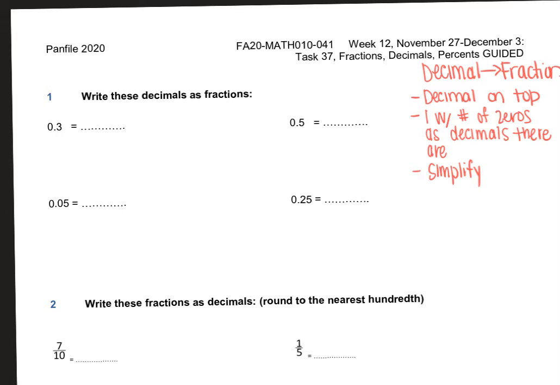I am going to write the 3 on top. I'm going to write a 10 on the bottom because I have one decimal place, 1 0. And then I simplify, which I can't for this one. So I am done. All right, 0.5, we put the 5 on top. We put a 10 on the bottom because, again, one decimal place. I can simplify this. I can rewrite the top as 1 times 5. I can rewrite the bottom as 2 times 5. I can get rid of those 5s, and that just leaves me with 1/2.